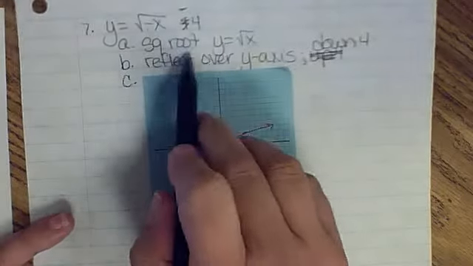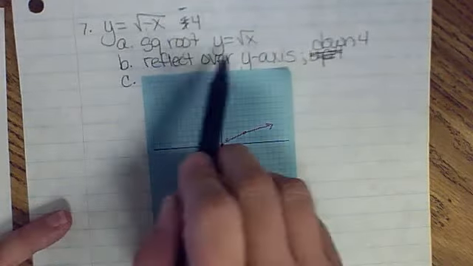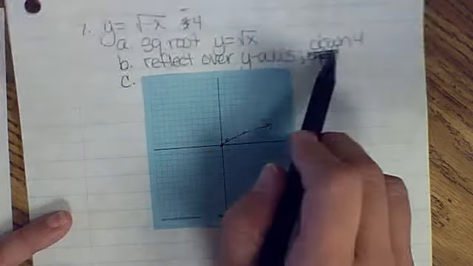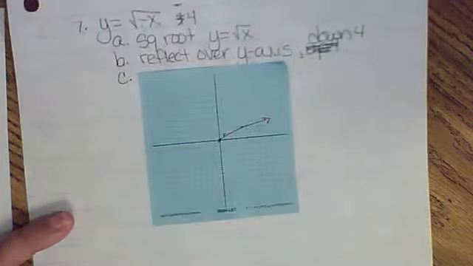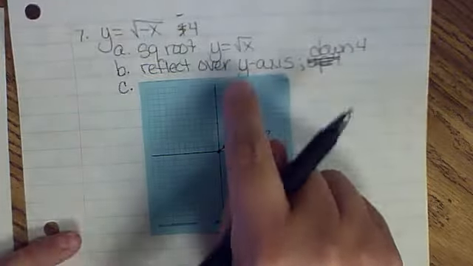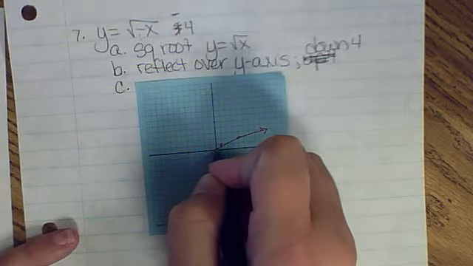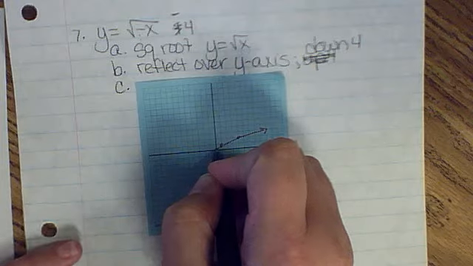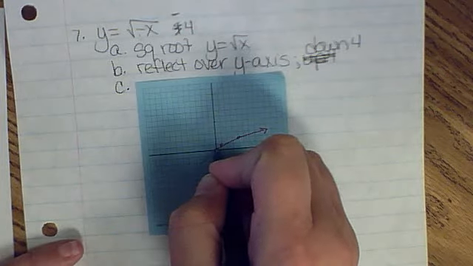So our parent function is still y equals square root of x, and it's still a reflection over the y-axis. It just should have been down instead of up. I copied the problem wrong off the paper. So I did my parent function. Now I'm going to do this movement. I'm going to reflect it over the y-axis. (0, 0) doesn't move because it's on the y-axis. And then I'm going to move down 4.